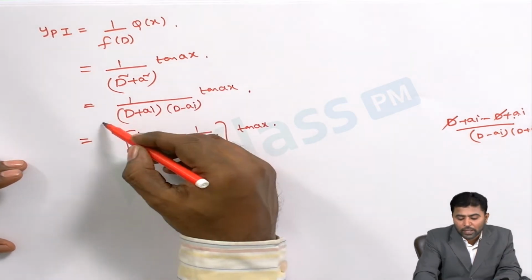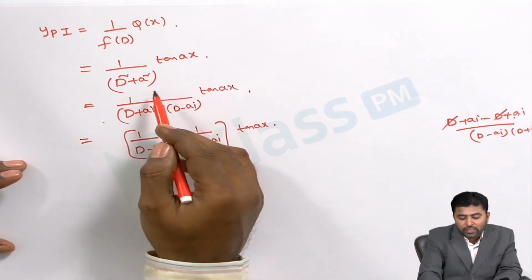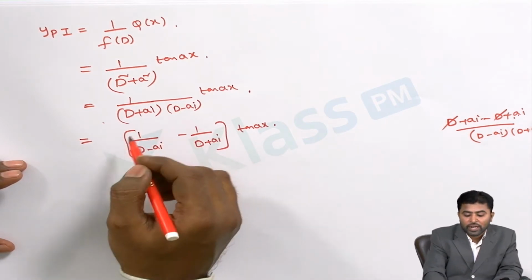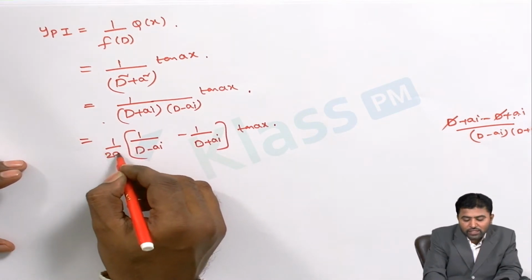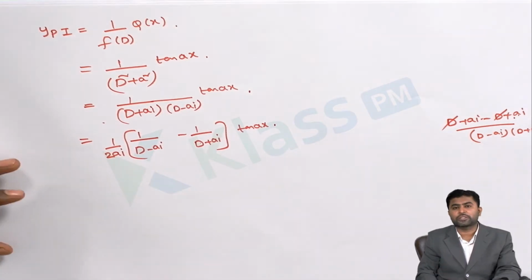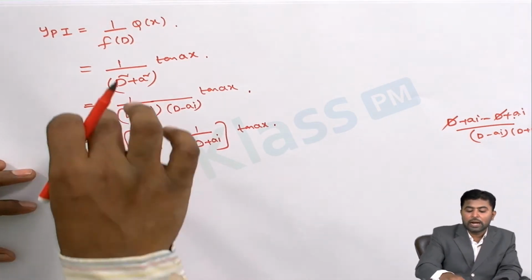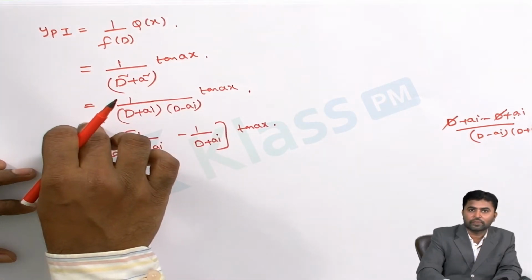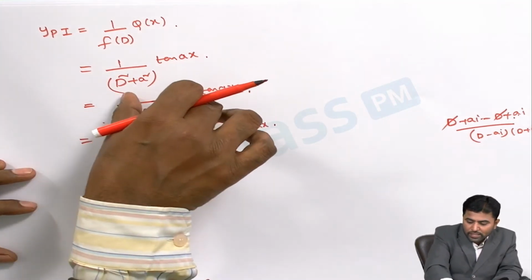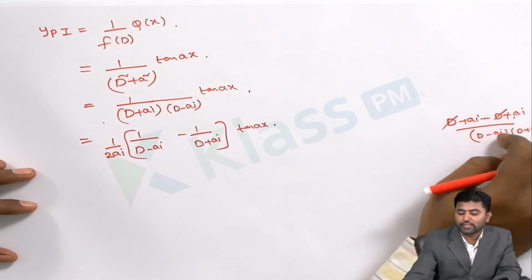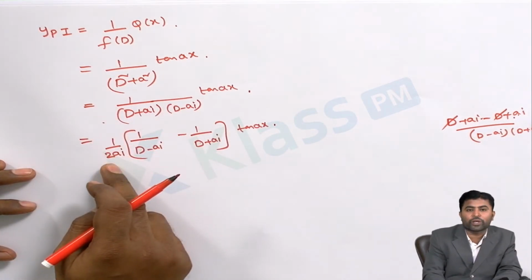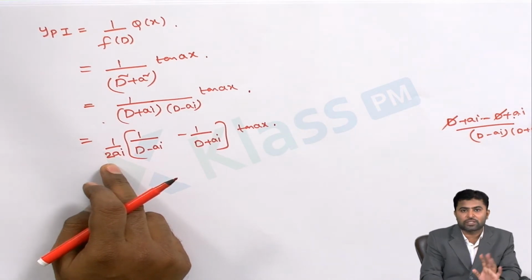Do I have here 2ai? No. So I'll multiply and divide by 2ai. This 2ai into this, I can write like this. And whatever the division I have done, that will be as it is outside. What I'm doing is, I'm multiplying and dividing by 2ai. This 2ai by this, I can write it as this inner part. And whatever I have written, 1 by 2ai, that will be as it is.